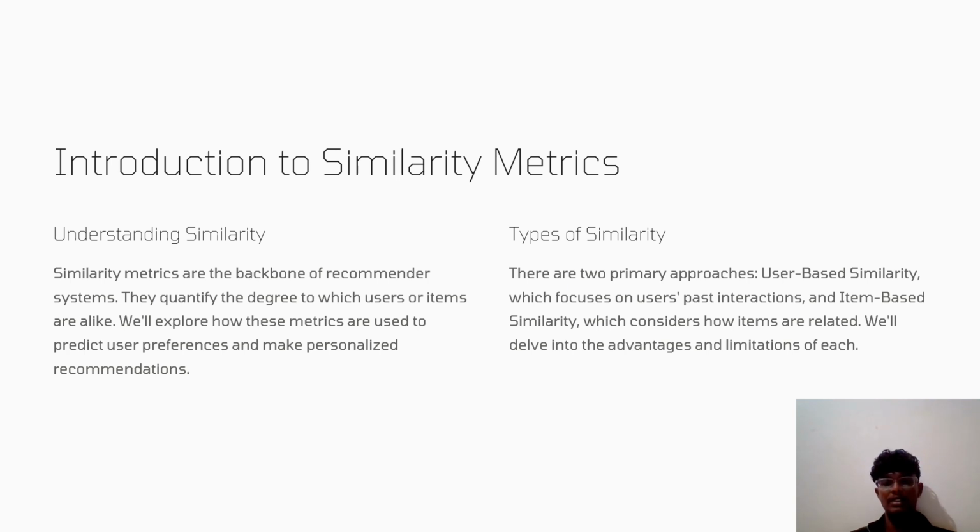The next one is types of similarity. There are two similarity approaches: user-based similarity, which focuses on users' past interactions, and item-based similarity, which considers how items are related. We will dive into the advantages and limitations of each.